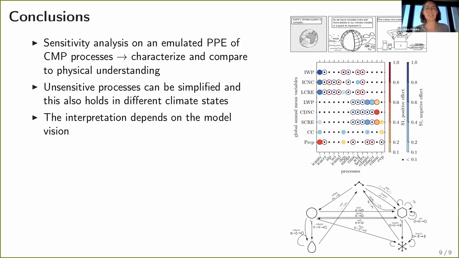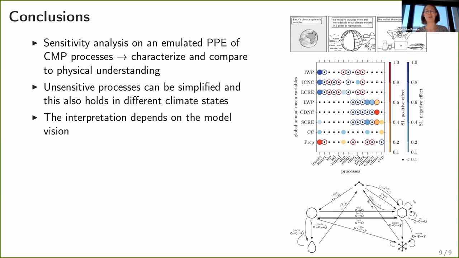Okay, so to conclude, we've done the sensitivity analysis on this emulated PPE of cloud microphysical processes. On the one hand, this just helps us to characterize and understand the model, and for example, would help with tuning, but also comparing to physical understanding, we can highlight model deficiencies. And then we also find some processes that the analysis points out can be simplified. And also when I try this in pre-industrial simulations or in future simulations, these simplifications also hold.